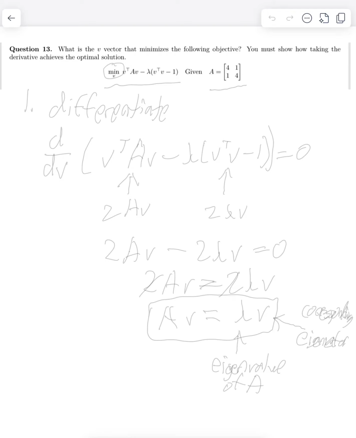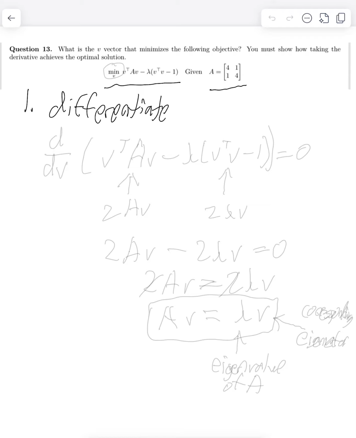This question is asking us to find the v-vector that minimizes the following objective listed here, given that the A-vector is this. So we have to show how taking the derivative of the objective function achieves the optimal solution. So first, we would differentiate. This just involves finding the derivative of the objective function and setting it to 0.